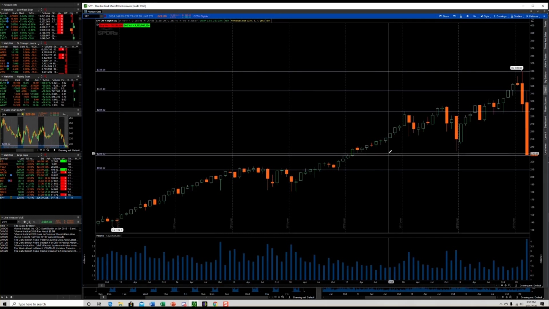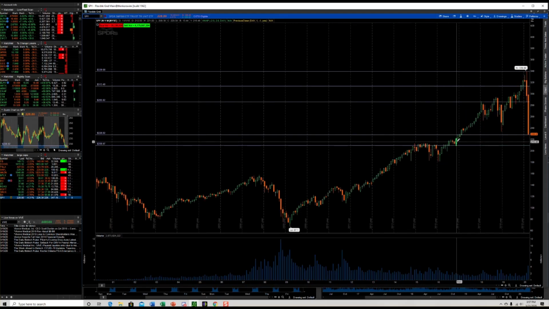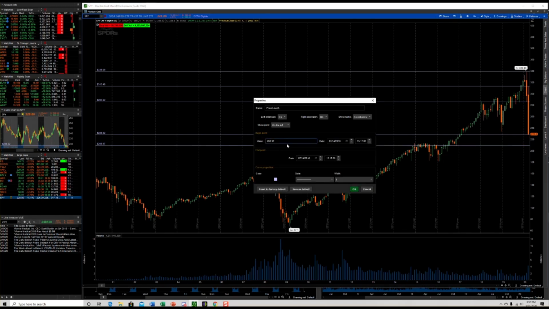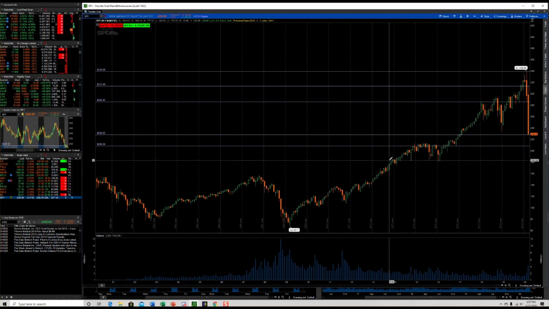All right, so now we identify the next level down. If I wanted to be specific, it's actually 208.38. So if I right click, go to edit properties, I put 208.38, and then I go down to the next one. Look, when it gapped down, look where it found support right here.